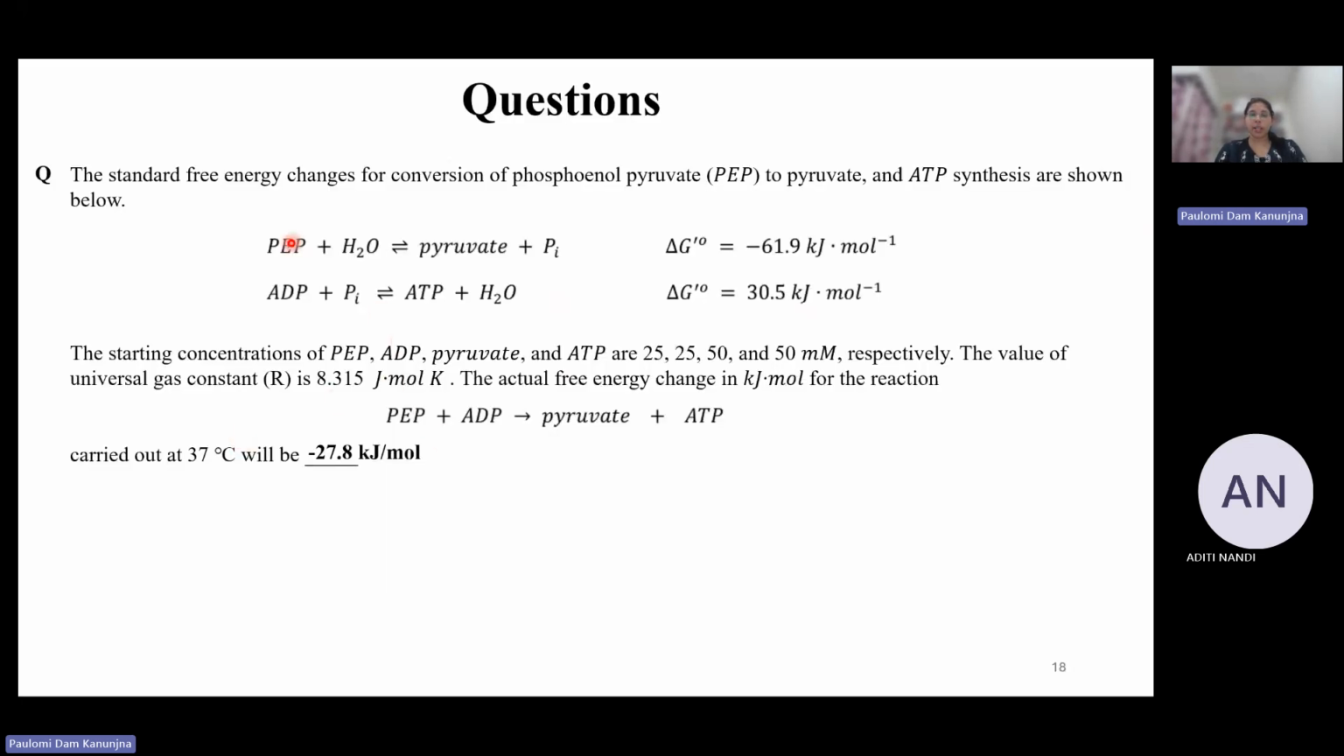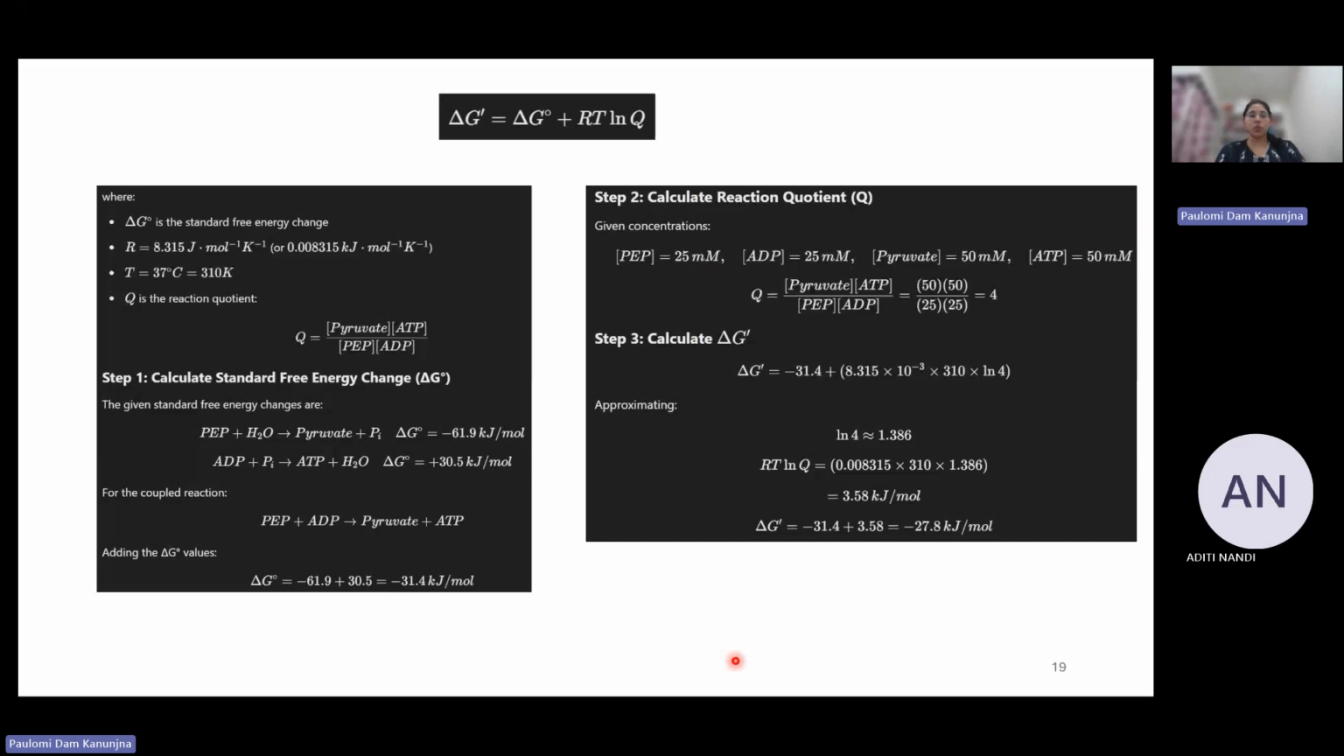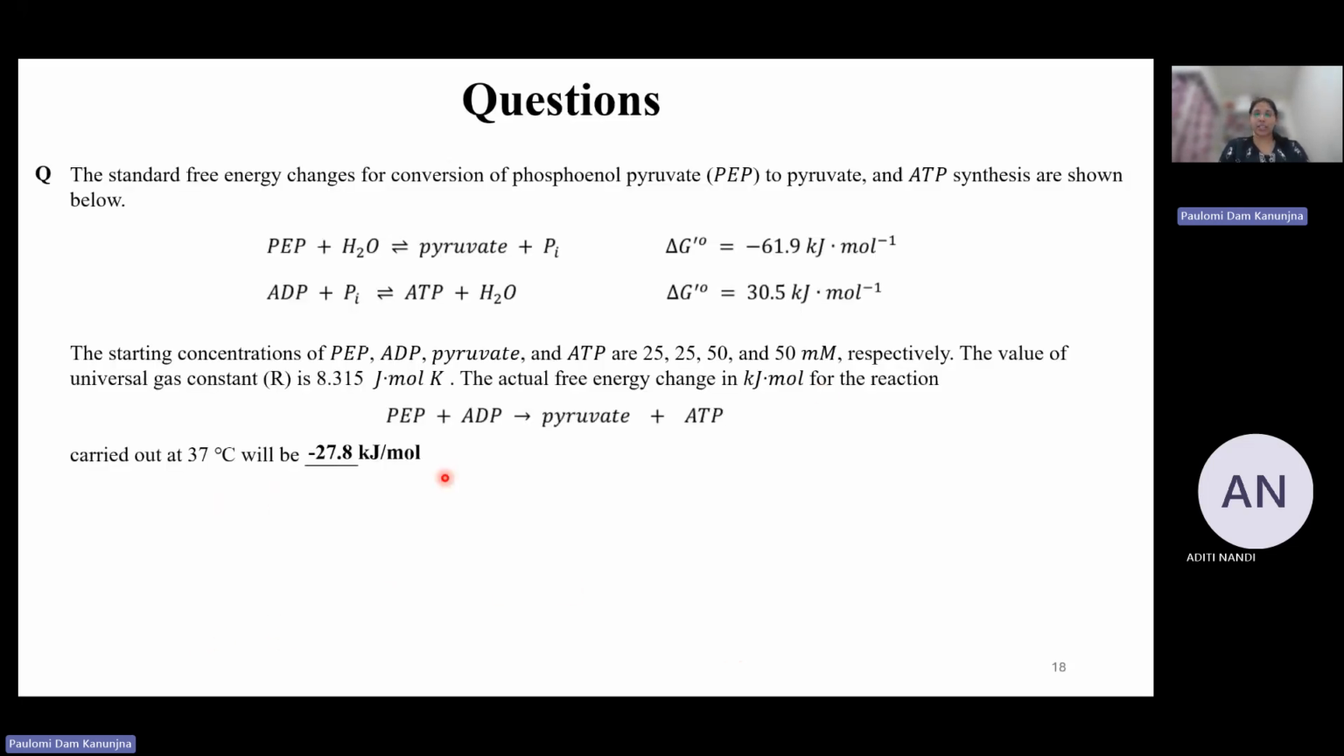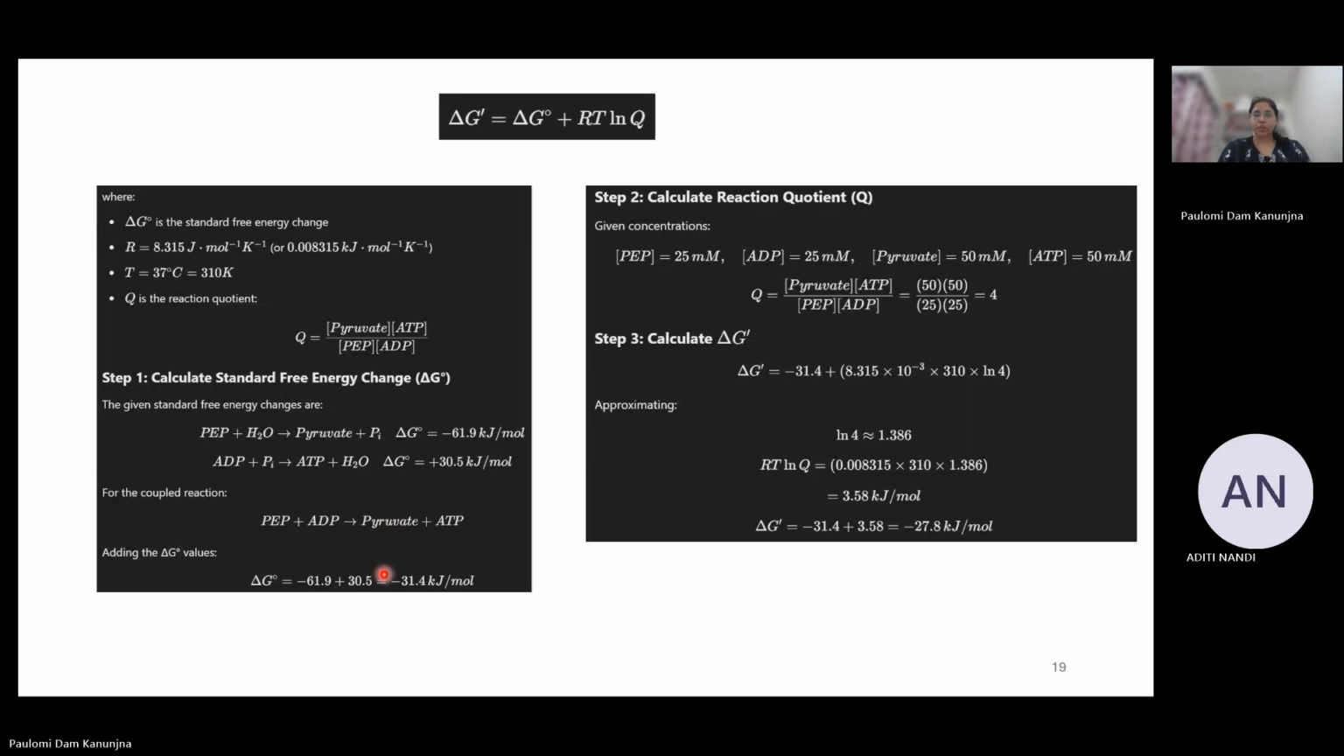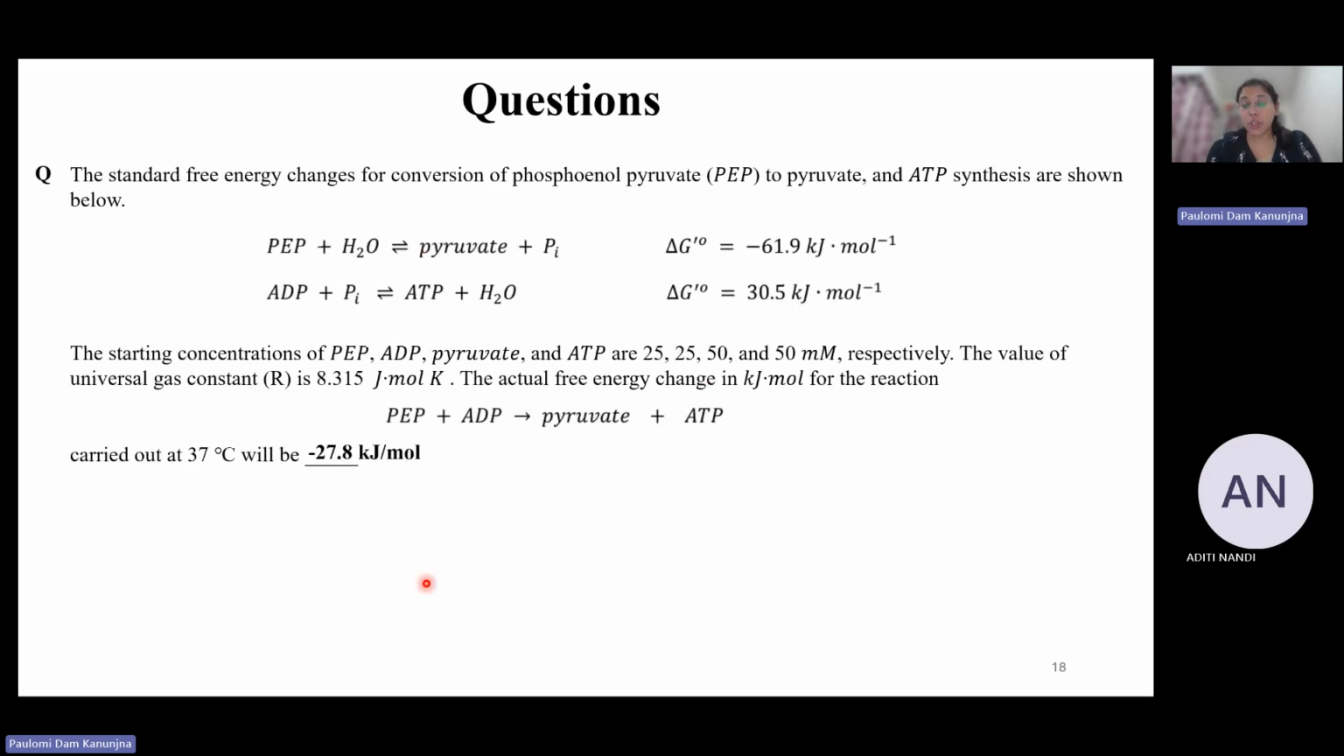Your reaction is looking like PEP converting to pyruvate, that energy you have. ADP converting to ATP, that energy also you have. So delta G is basically both of these added together. So delta G naught for this entire reaction is minus 61.9 plus 30.5, which is equal to minus 31.4. I don't remember if I told you last time or not. Maybe we can just do it once again.